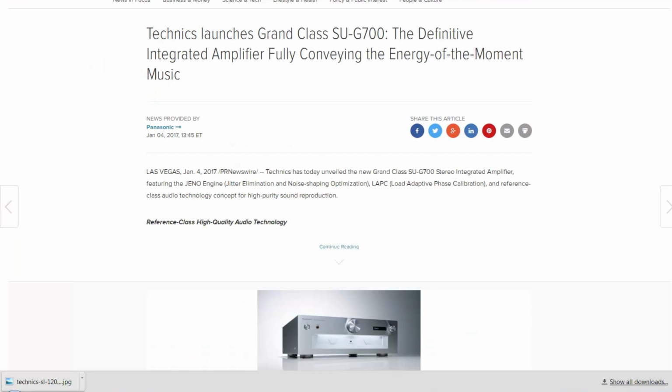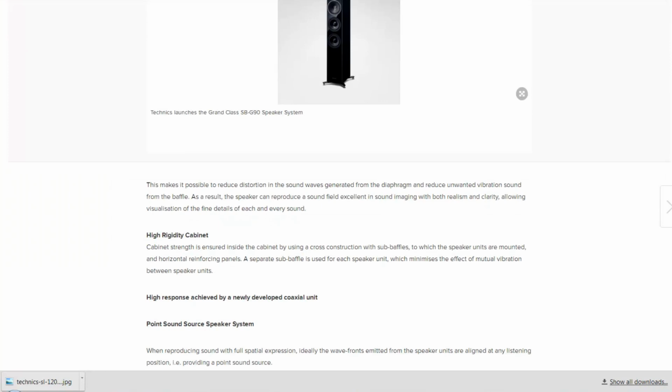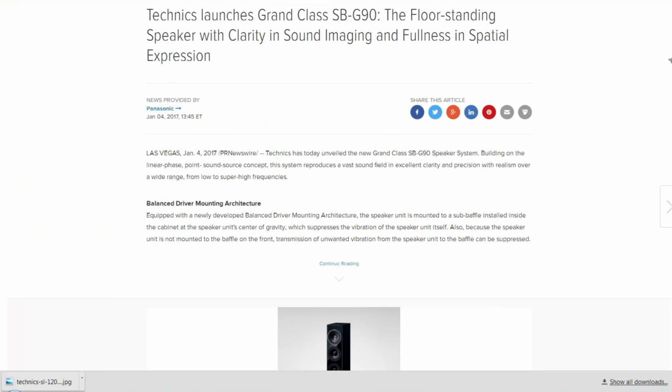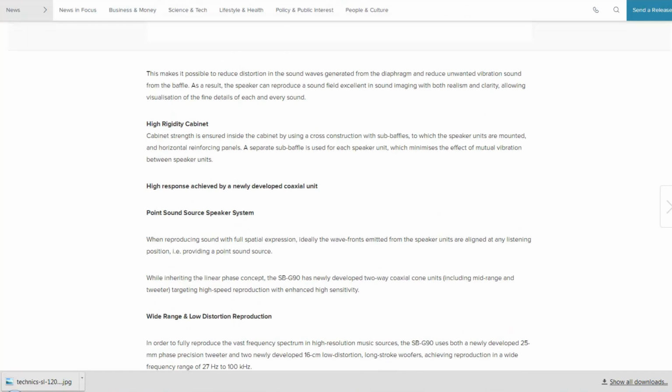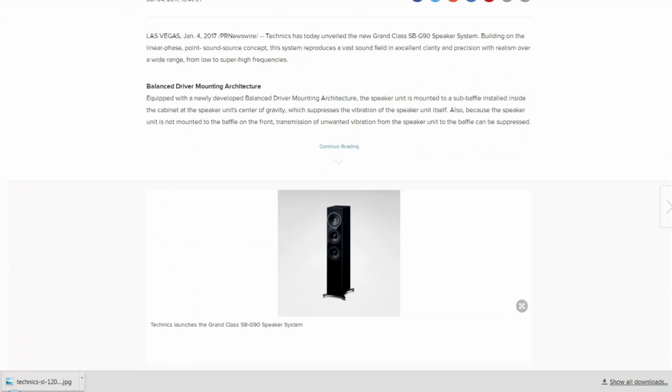These are the new speakers: the Technics Grand Class SB-G90. I'm not sure, they start from 27 hertz to 100 kilohertz. So I'm not sure what kind of tweeter there is inside this speaker, but 100 kilohertz, and it's looking nice, but again, there's no price. Technics can make some good speakers. They made some good speakers in the past. I'm sure people will not buy these speakers in combination with the turntable and the amplifier, but it promises much. When I see the specs, it is a promising speaker.